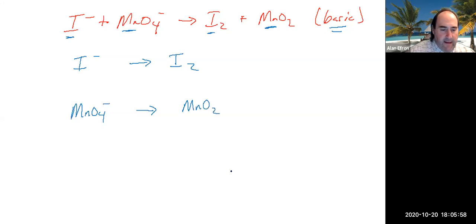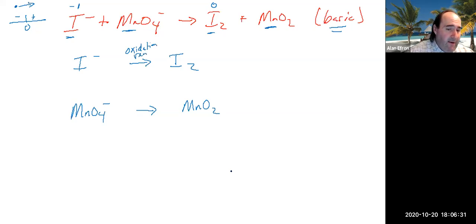Now, you can obviously figure out perhaps what is being oxidized and what is being reduced here. The oxidation state of our I minus is -1. Over here, I2 is in its natural state, so it has an oxidation state of 0. If you use the number line approach, we're starting at -1 and going towards 0. That means it's being oxidized, going to the right, becoming more positive. So this would be our oxidation half reaction.